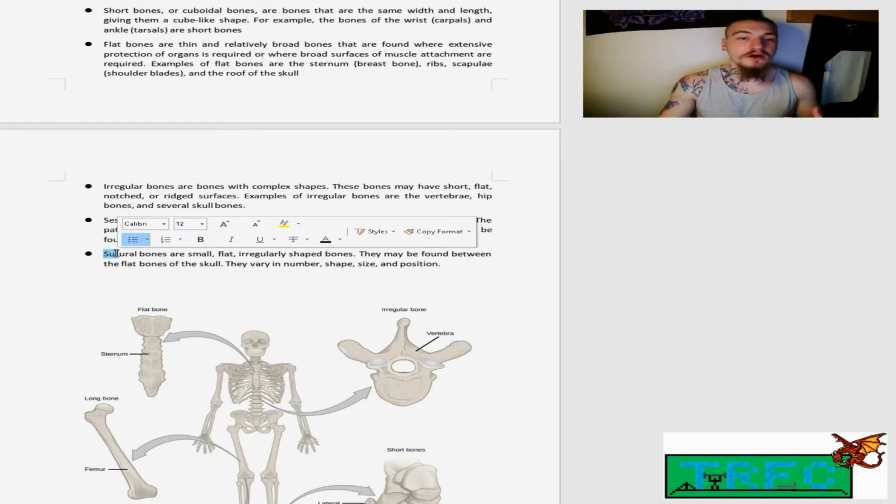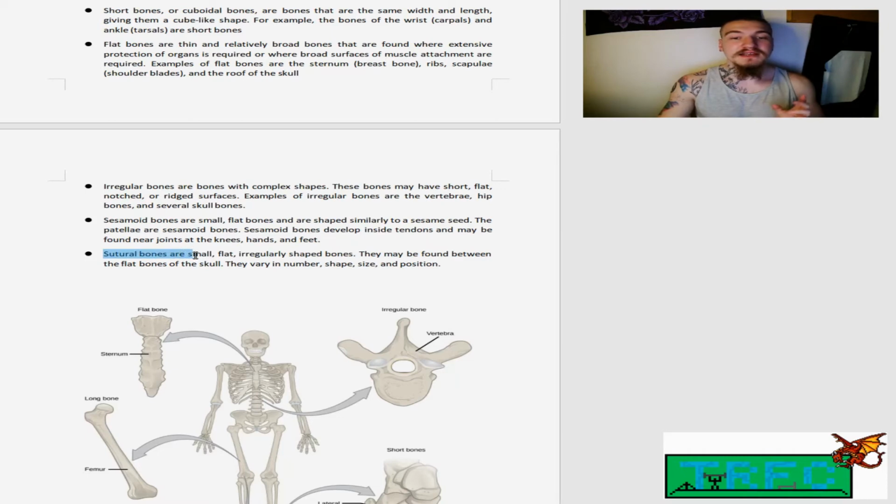Now then, we're on to our last type of bone here, the sutural bones. Now these are small, flat, irregular shaped bones that may be found between flat bones of the skull, and they vary in number, size and position.